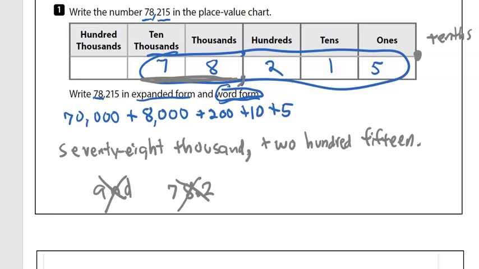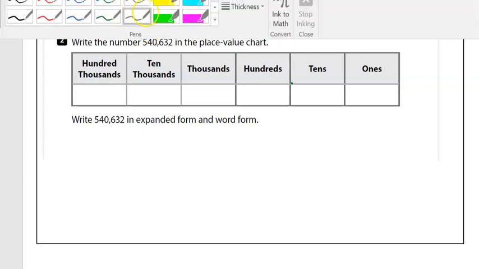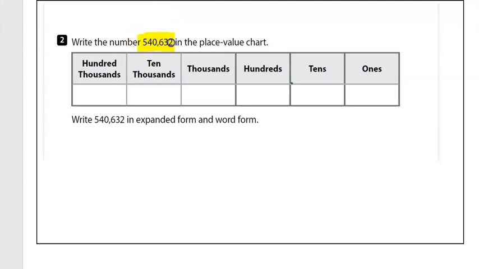Okay, so let's pause this for just a second. Let me go to number 2. We'll talk about what I'd like you to do. Number 2 is just the same set of skills that we just did in number 1. So what I'd like you to do, go to your place value chart that you created and go ahead and write this number, 540,632, in that place value chart. That way you could fill in your expanded form just like I did with number 1. Take some time and do that. Then come back and write it in expanded form down here. After you've done that, then I will have my work up. You can check your work with mine, and then we'll go to word form.